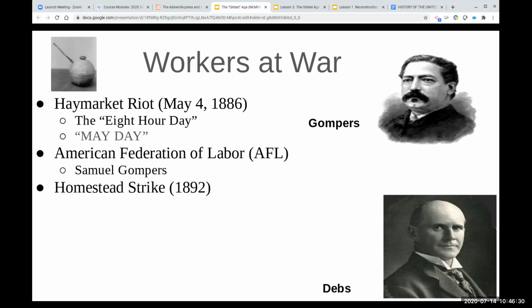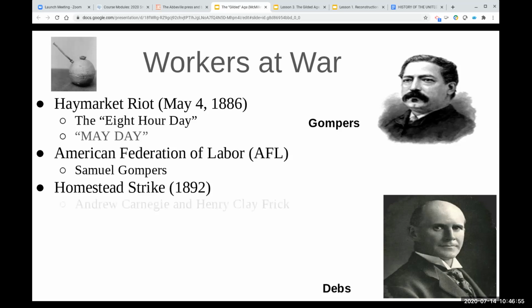Samuel Gompers is the trade union guy. Okay, he forms the American Federation of Labor. Today, you might know of the American Federation of Labor as connected to the AFL-CIO, which is an organization of two massive trade unions. And the more massive a trade union can become, the more power they can seek to create. But Gompers would be the advocate for trade unionism.